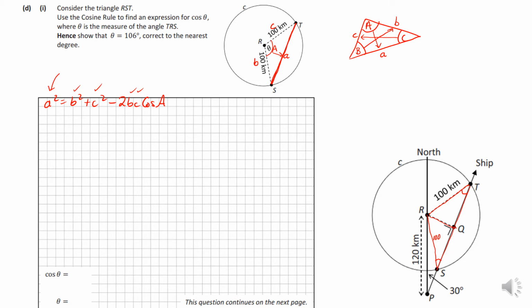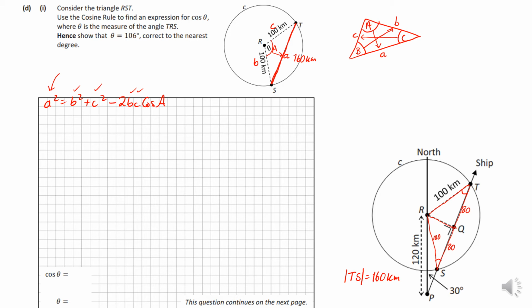Now that's useful because I think it was in part B we found that QS was 80 kilometers. Well, that means that Q to T is also 80, because the perpendicular line splits it right down the middle, and therefore we have the distance from T to S should be equal to 160 kilometers, which is our A. So now we have all the information required to go ahead and solve for theta.